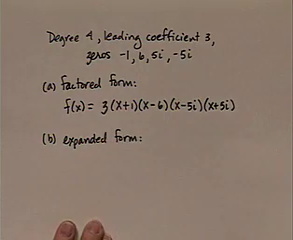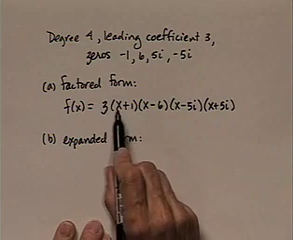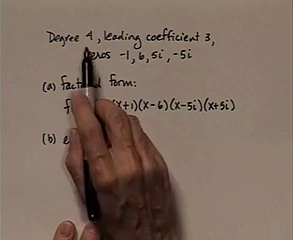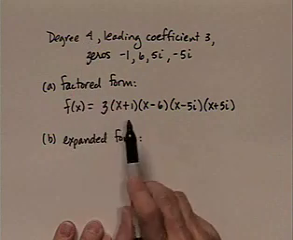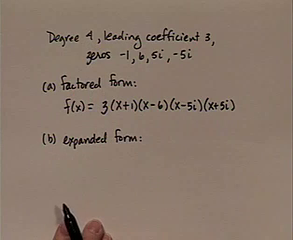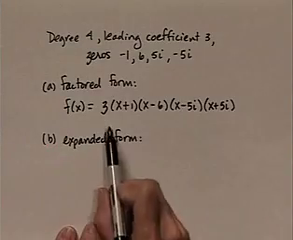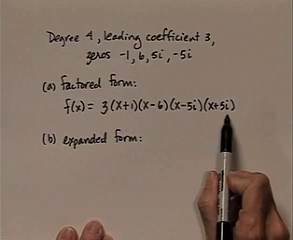Now I have a leading coefficient of 3 because 3 will multiply the highest power of x. And I need to make sure I have degree 4. Notice that x is to the first power in each factor, so that product of x's will give me x to the 4th. Here's the factored form. I also want expanded form, which means I need to multiply these factors together.